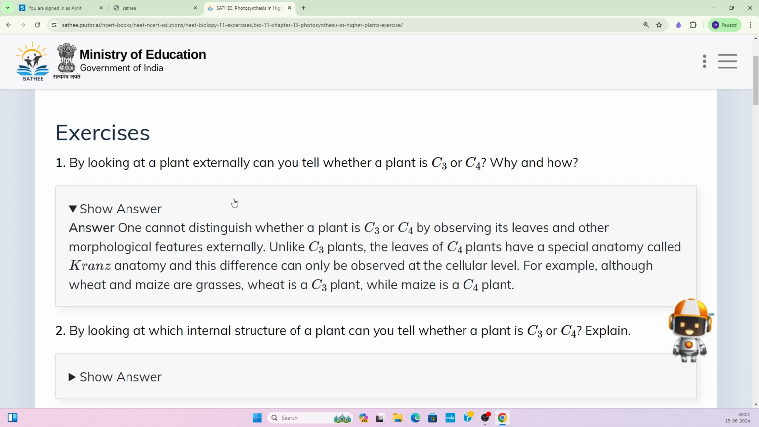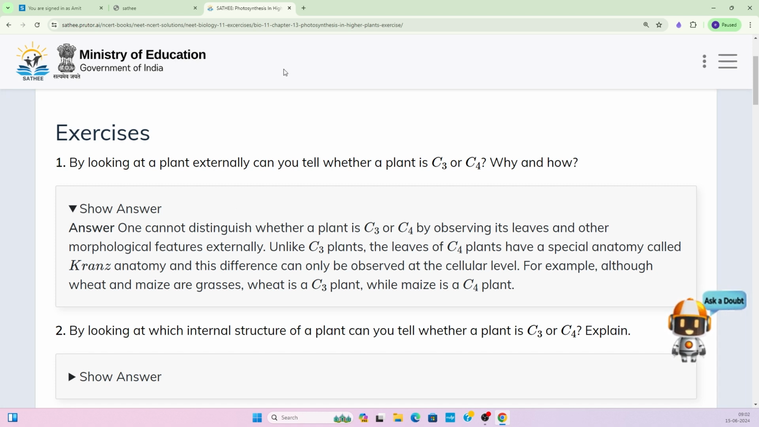So here comes the answer. One cannot distinguish whether a plant is C3 or C4 just by observing its leaves and other morphological features externally. So by looking at the external or morphological features, we cannot tell whether the plant is C3 or C4. We have to see the internal structure of the leaf or the plant to deduce whether the plant is C3 or C4 type.